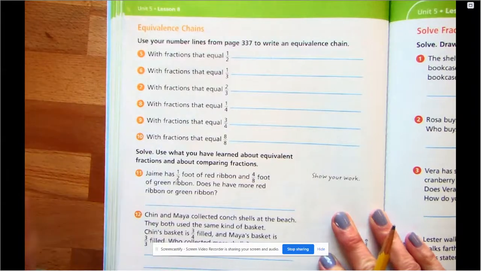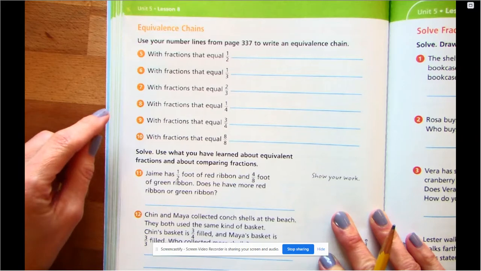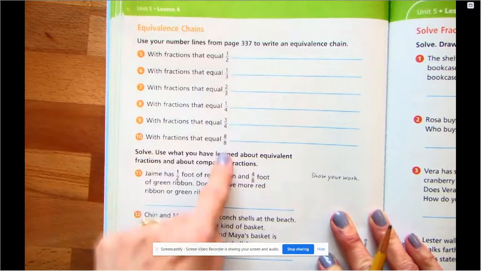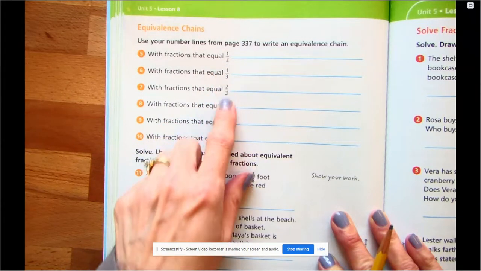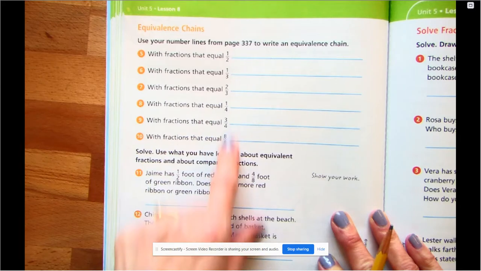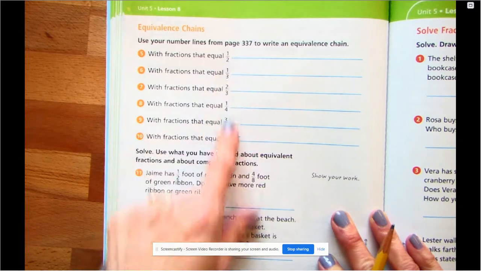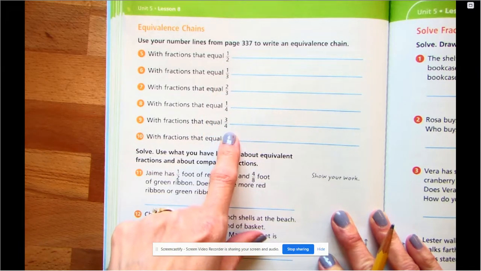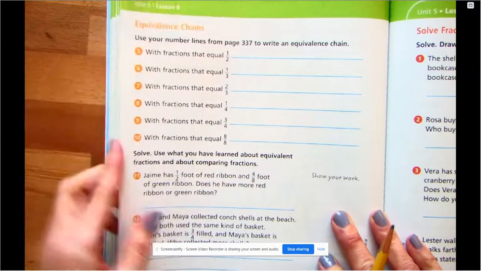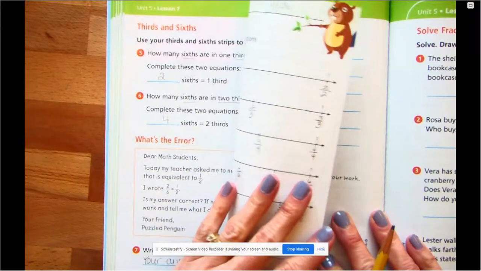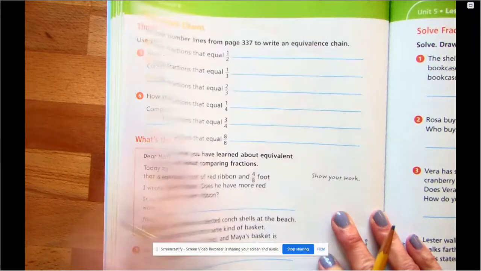We are now back on page 338, and we're going to use the number lines from the opposite page that we just worked on to write equivalence chains for these fractions. So we're going to write them for 1/2, 1/3, whatever it tells us here. Now, we could also use our fraction strips that we made. So when you're doing your homework, you'll be able to use those. You can also refer back to the previous page and use the number lines there.